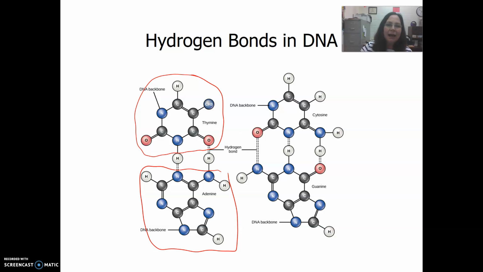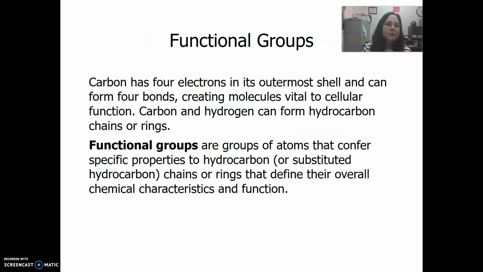The hydrogen in the thymine forms a hydrogen bond with the nitrogen in the adenine because the nitrogen is slightly negative and the hydrogen is slightly positive. And then there's also a hydrogen bond between the oxygen in the thymine, which is slightly negative, and the hydrogen in the adenine, which is slightly positive. So you don't have to really understand this super well, but just know that hydrogen bonds are what hold DNA together.